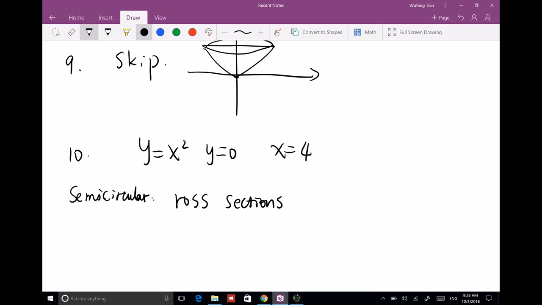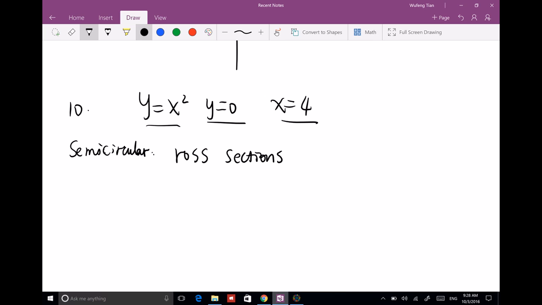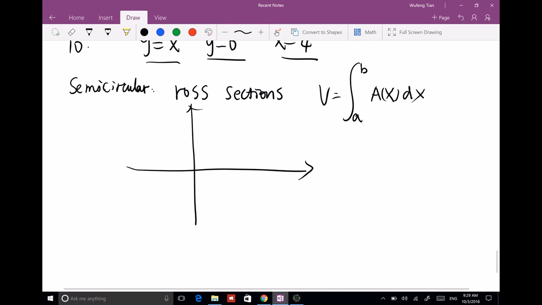It's a semicircular cross section that is perpendicular to the x-axis. So you have three functions, three boundaries. What I do is just draw the picture. The formula for this one is pretty simple: V equals the integral of A(x) dx from a to b. Because with the disk method it's pi r squared, that's the area of the base. Now it's a semicircle, so the base is just a semicircle across the section.